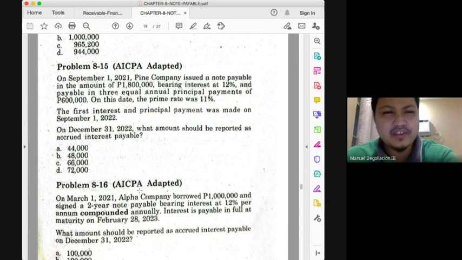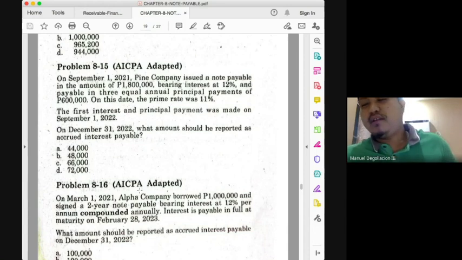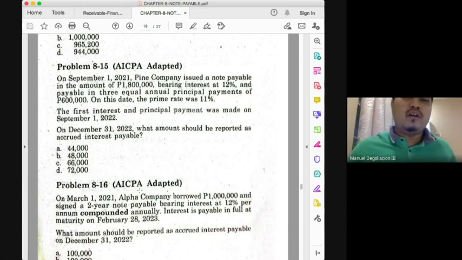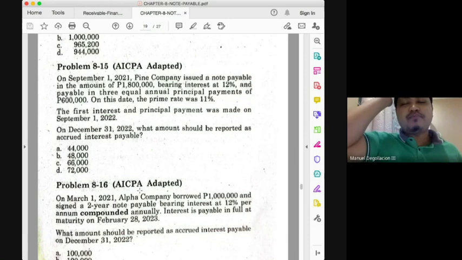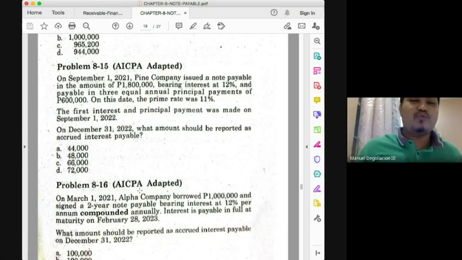If you are asked how much is the total payment on September 1, 2023, you will still begin with 600,000, and then you just have to add 1 year's worth of interest. But this time, the 1 year worth of interest will not be 216 because the amount of principal that will be earning interest will only be 1,200,000. So you multiply 1,200,000 by 12%, you add 600,000, and you will get 744. That's the total payment on September 1, 2023.